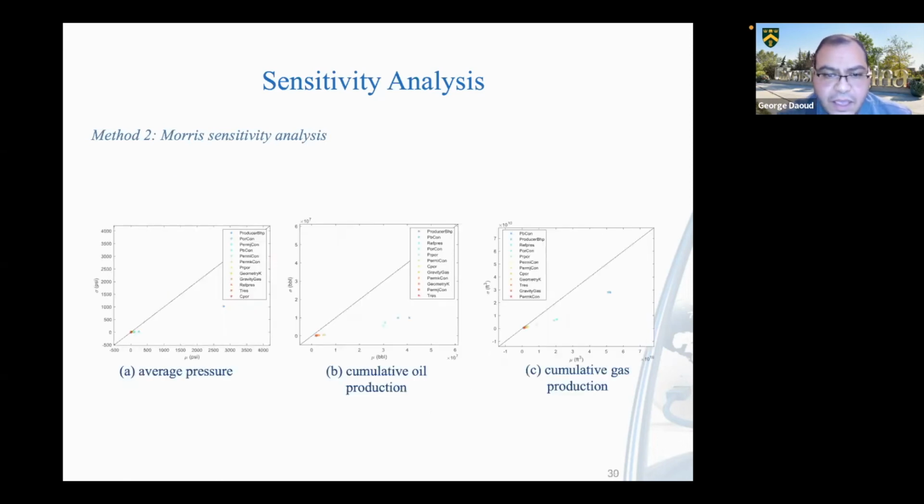Next slide. And here is the result shown for average pressure, cumulative oil production, and gas production using Morris sensitivity analysis.